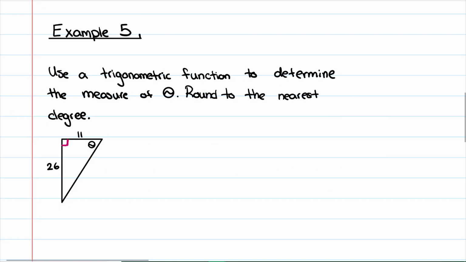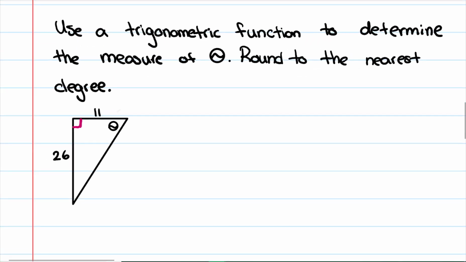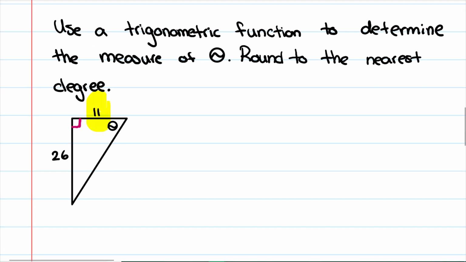Alright, it's time to do example 5. In example 5, we're going to use a trig function to determine the measure of theta, and we're going to round to the nearest whole degree. In this problem, we're given a triangle. We're given a side here and a side here. Just to be clear, this is our theta. So this would be the adjacent, and this would be the opposite. And this side here that we're not given is the hypotenuse. If we wanted to find it, we could use the Pythagorean theorem, but we don't need to.